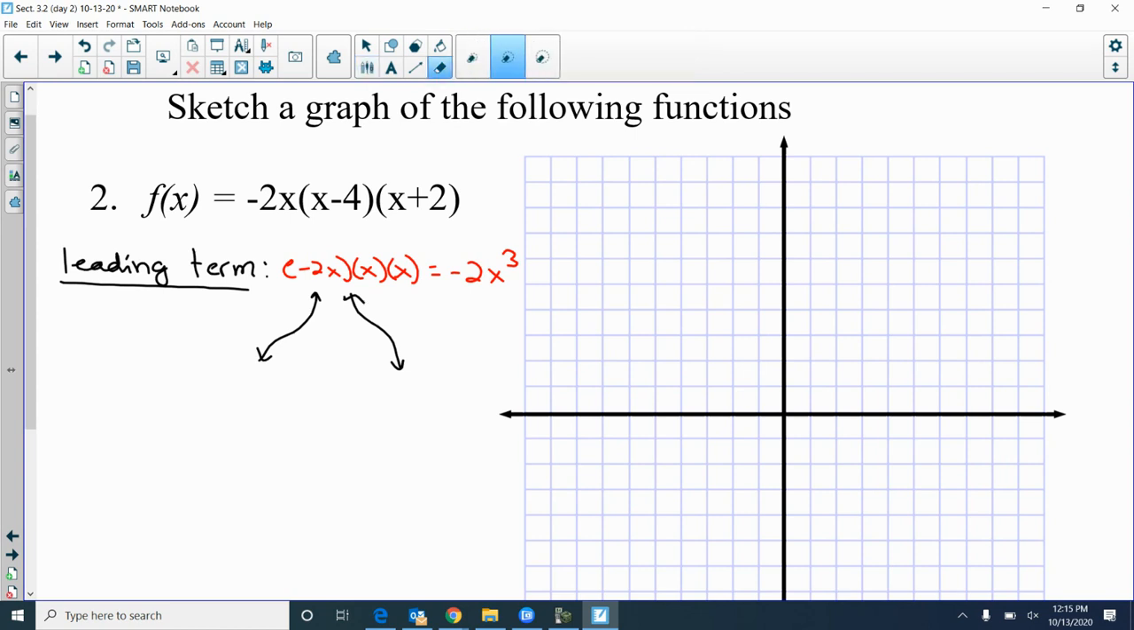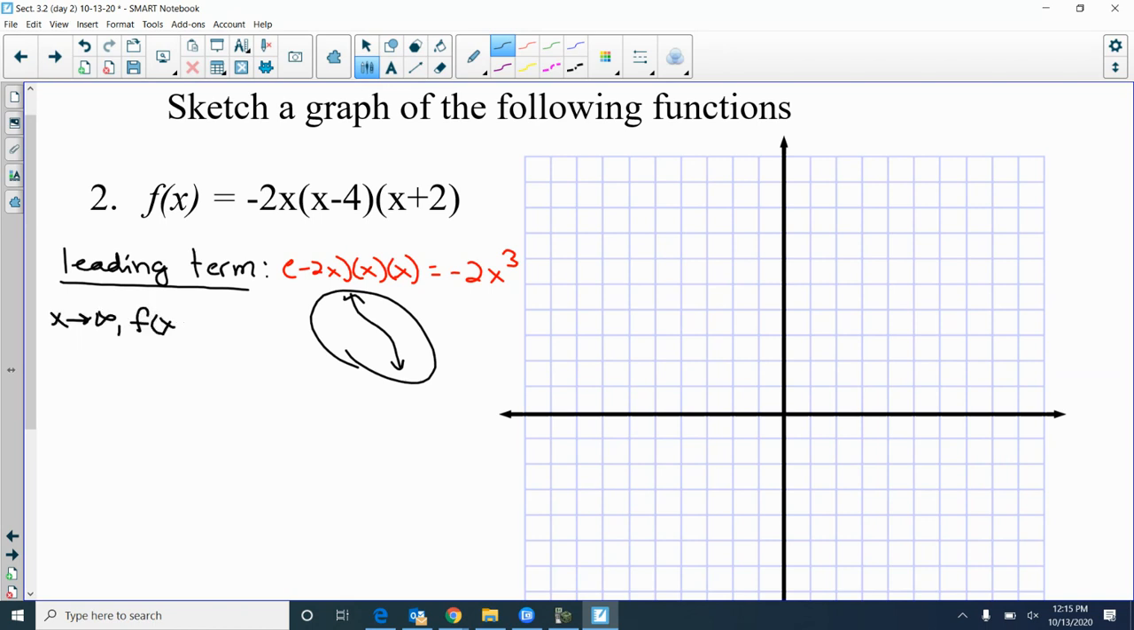Good. Because when you plug in a positive number, if it's going to infinity, that has to be positive. So really it's going to flip it. So this would be the case right here. As x goes to infinity, f(x) goes to -infinity. And as x goes to -infinity, f(x) goes to positive infinity.